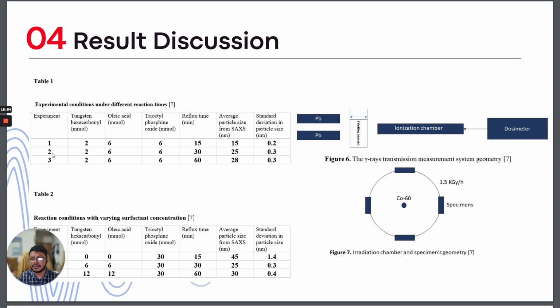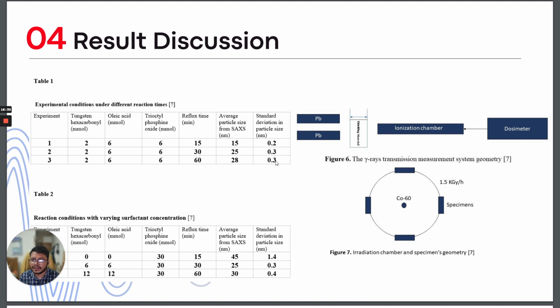In the second experiment, we used tungsten hexacarbonyl at 2 millimole, oleic acid at 6 millimole, trioctylphosphine oxide at 6 millimole. Reflux time will be 30. Here, the average particle size will be 25, and the standard deviation in particle size will be 0.3. In the third experiment, we use tungsten hexacarbonyl at 2 millimole, oleic acid at 6 millimole, trioctylphosphine oxide at 6 millimole. Reflux time will be 60 and the average particle size will be 28 and the standard deviation in particle size will be 0.3.